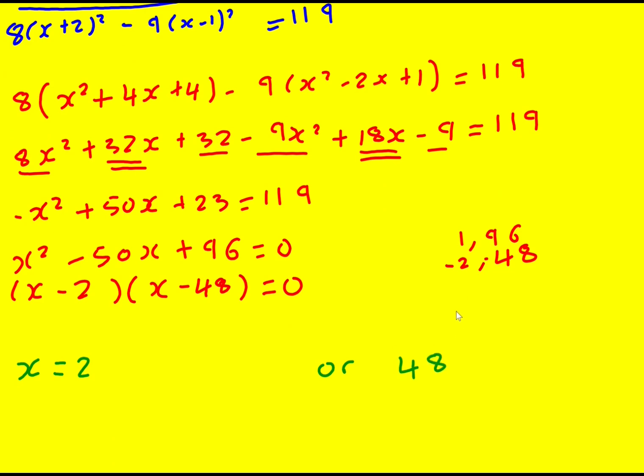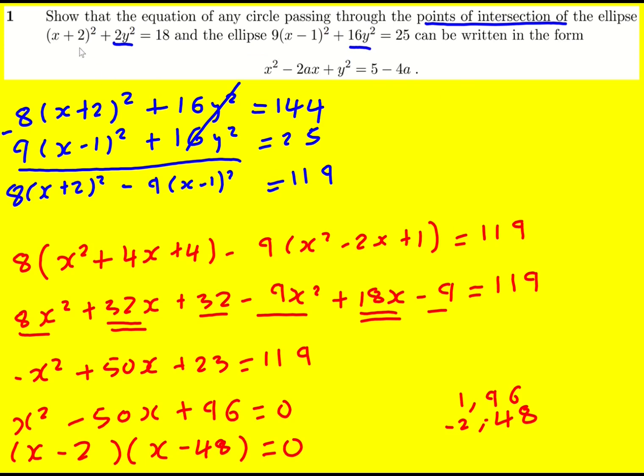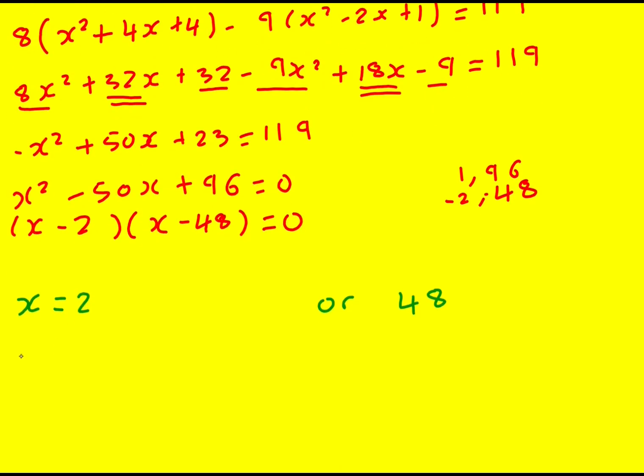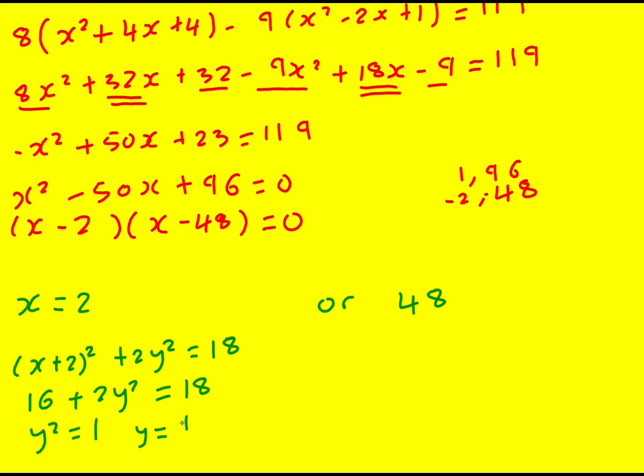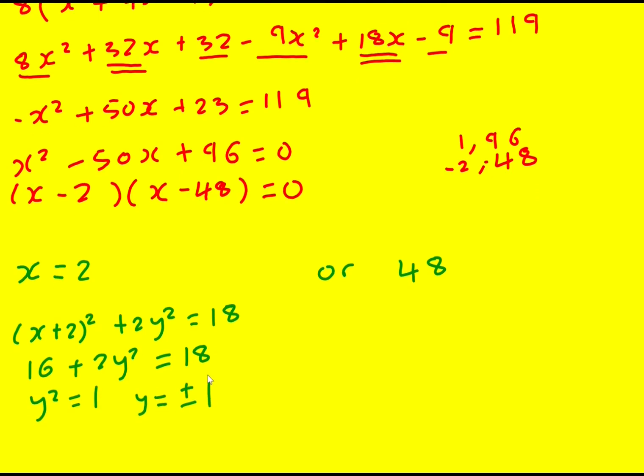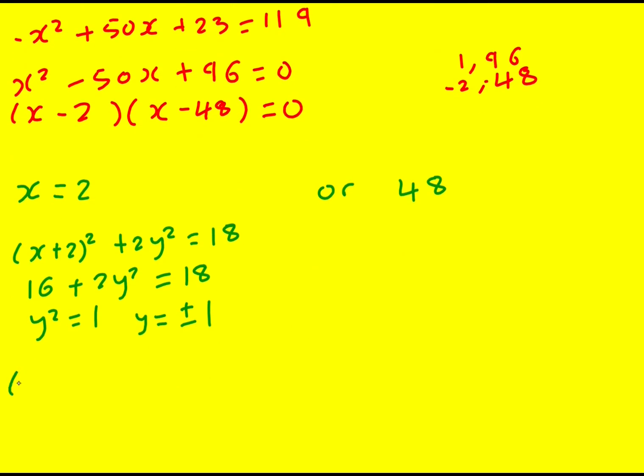Let's find the corresponding values of y. We can put them back into either equation. I'm just going to go with this one because I don't have a 9 there. It just looks slightly simpler. Okay, so I'm going to put 2 in. I'm going to get 4 squared, so 16 plus 2y squared is equal to 18. 2y squared is 2, so y squared is equal to 1. y is plus or minus 1. Two possible solutions. That's going to give us the coordinates 2, 1, and 2, minus 1.